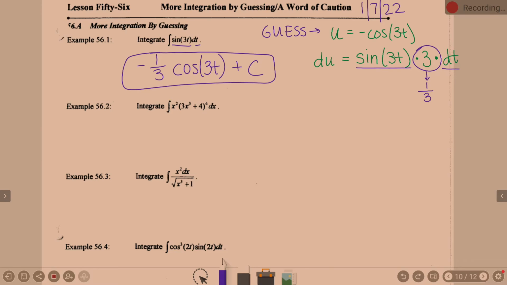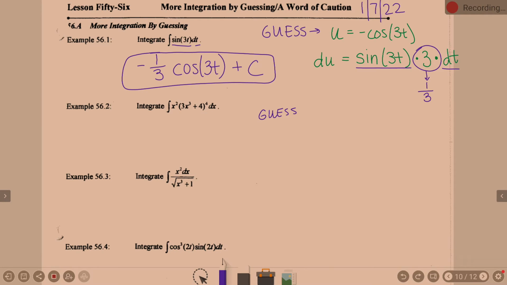Shall we try example 2 then? Okay. So we're going to integrate x squared times (3x to the third plus 4) raised to the fourth dx. And we're going to guess again.